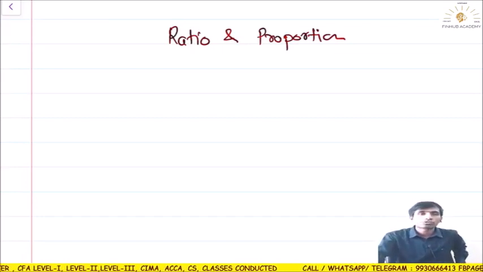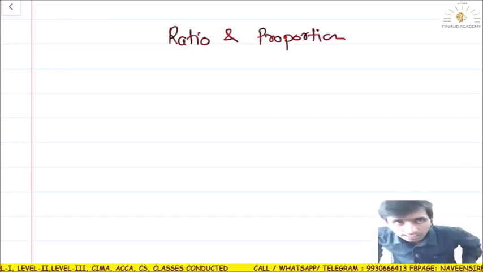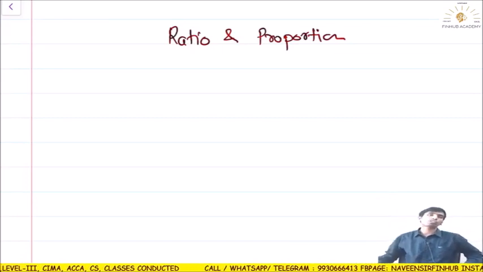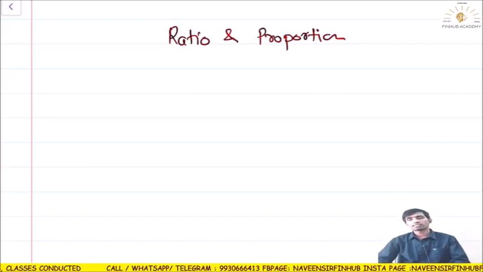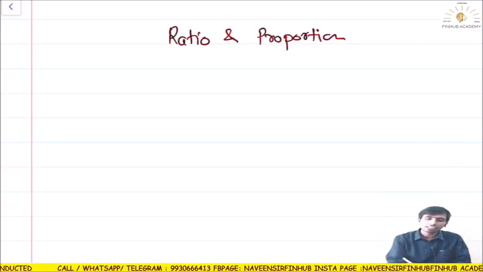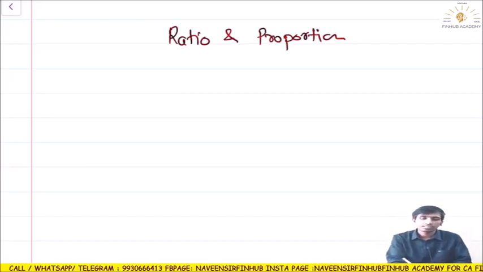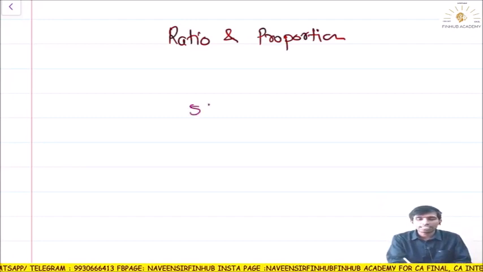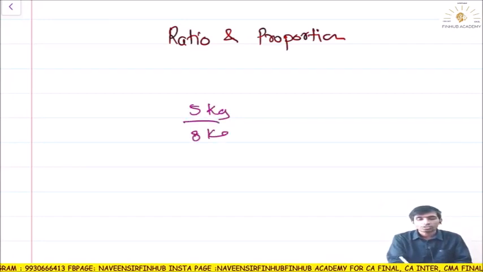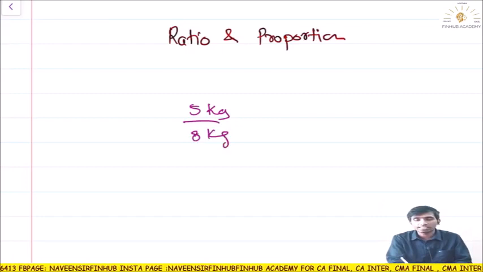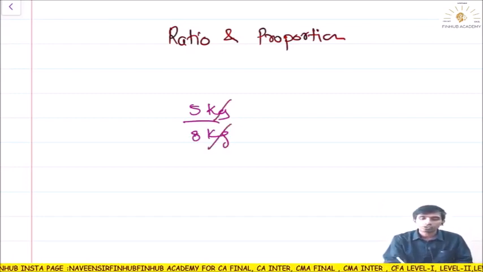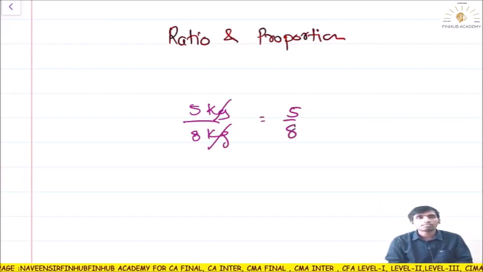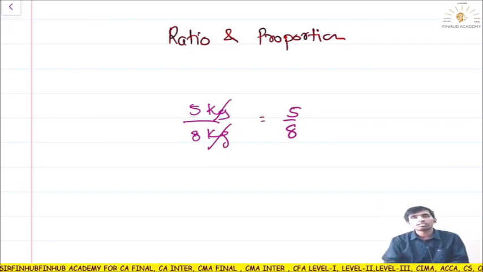See, why we do ratio and proportion, I'll clarify that first. We do ratio and proportion so that we can compare two things. That is the main reason. Second thing, when you take the ratios, let's say 5 kg upon 8 kg, as the number gets divided, the units also get divided, right? And this obviously is the lowest term, correct?